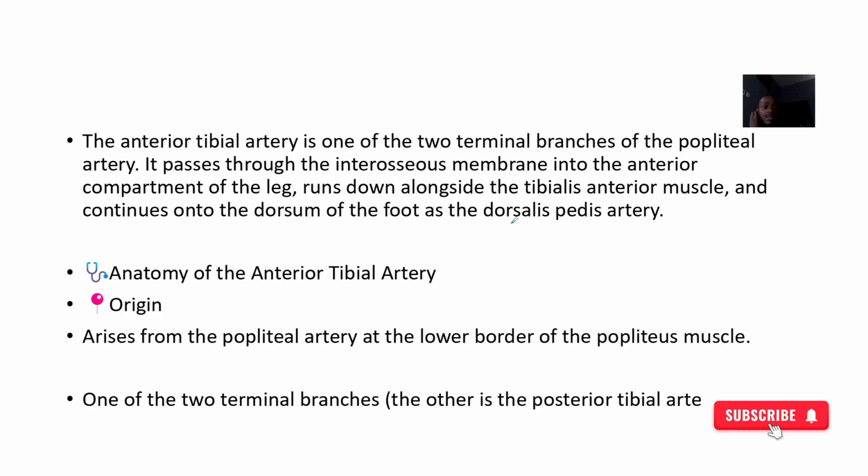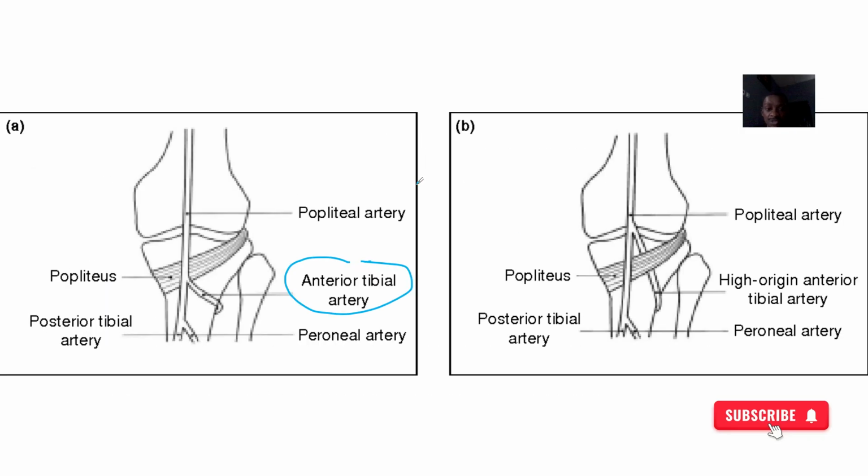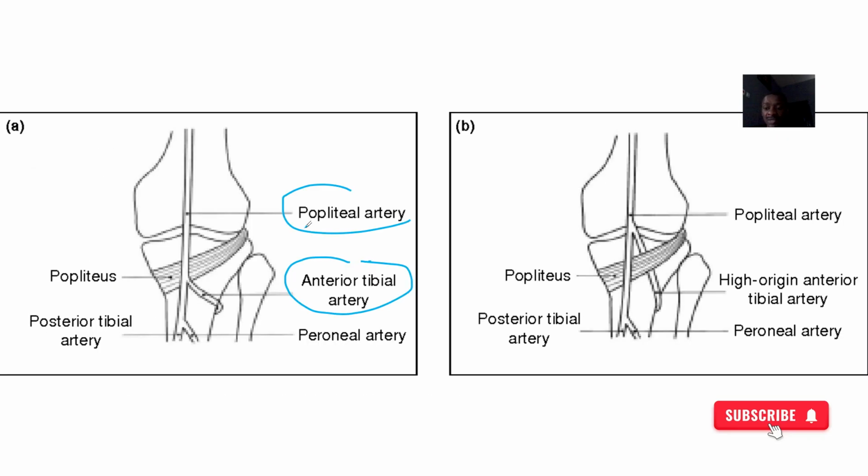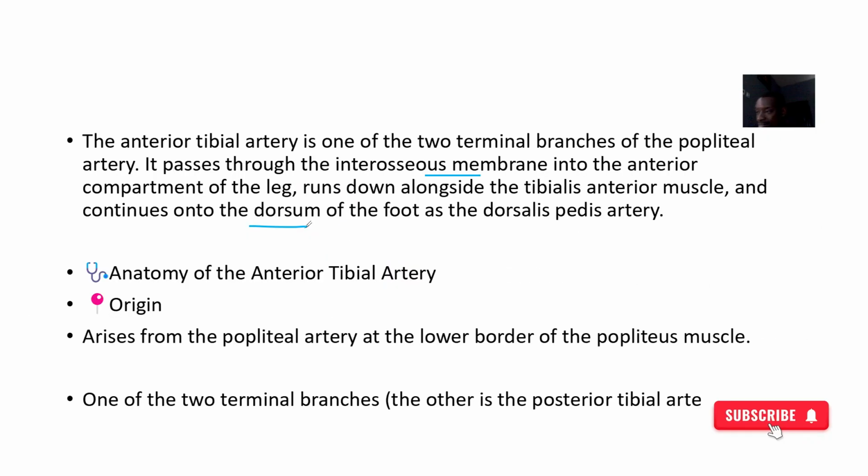Okay, and it's actually one of the two terminal branches of the popliteal artery, so it's actually coming from the popliteal artery. All right, so it passes through the interosseous membrane into the anterior compartment of the leg and runs down alongside the tibialis anterior muscle and continues on the dorsum of the foot, that's at the back of the foot. So at the back of the foot, if you look at the image down, it is this artery that becomes the what? Dorsalis pedis.